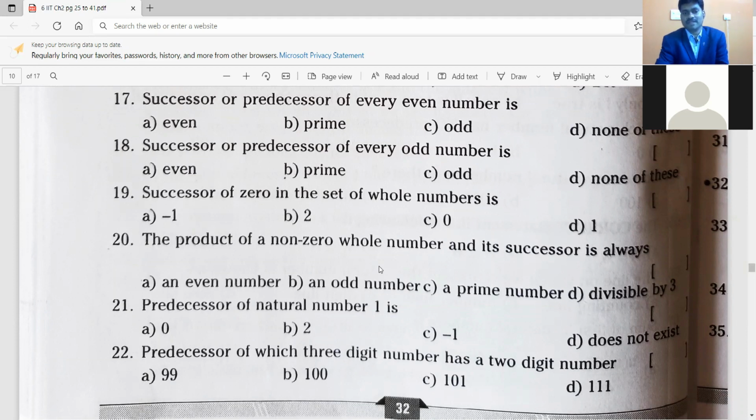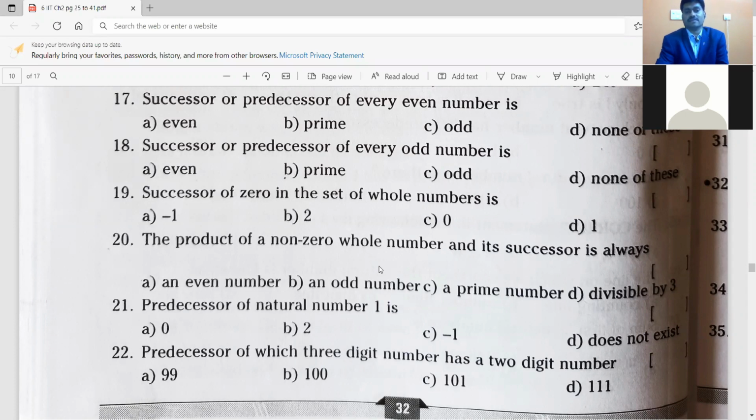One more example: we will take 3 and 4. 3 times 4 is 12, an even number, and also divisible by 3. Both options are correct. I will go for 5. The successor of 5 is 6. 5 times 6 is 30. It's even and also divisible by 3.